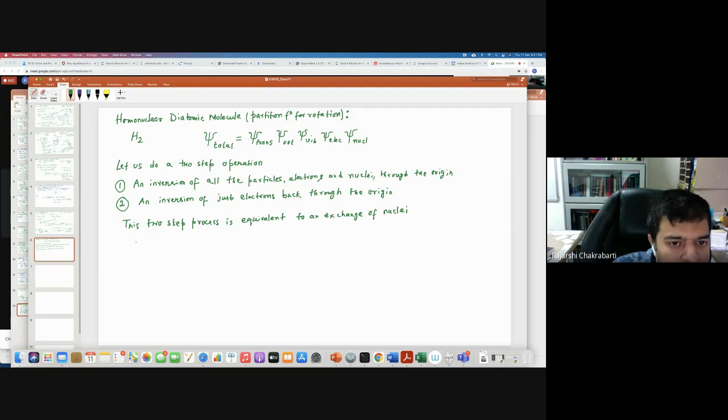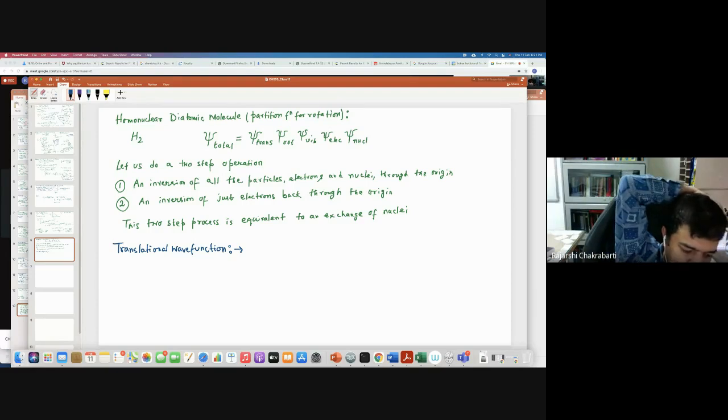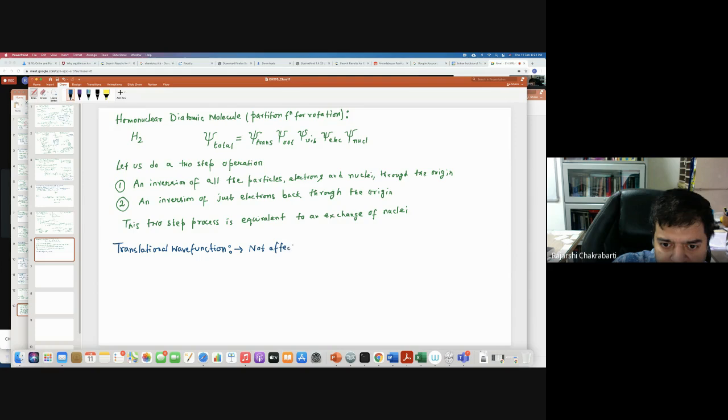Now let us see what happens when I deal with the translational wave function, translational motion. What do you expect when you do this operation? Translational motion means the motion of the whole molecule, the motion of the center of mass of the molecule. So that has nothing to do with inversion. It is not affected by inversion. So translational is not a problem at all.